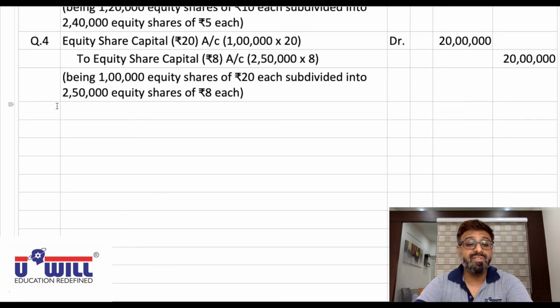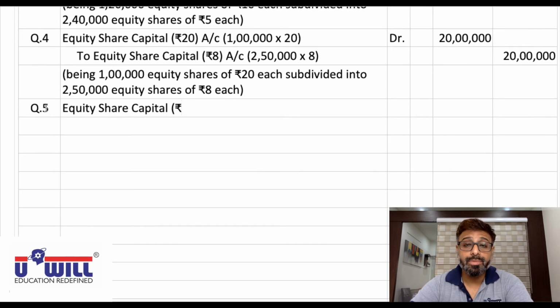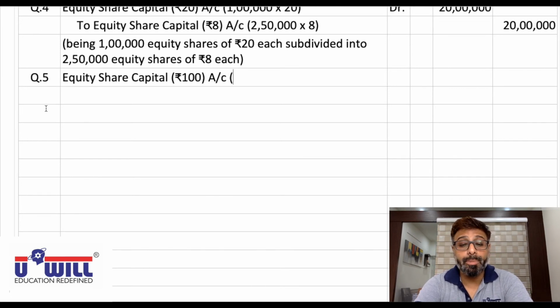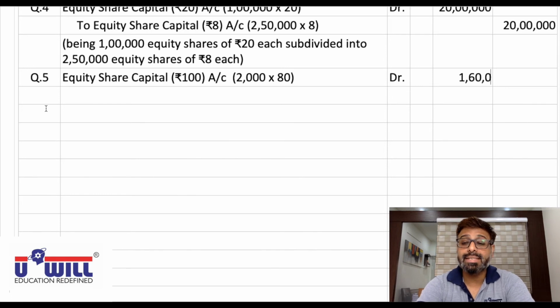So write down question 5's journal entry. Equity share capital with old face value. Okay, old face value 100, not 80. Account debit. And amount you will obtain 2,000 into 80. Paid up value is 80, so amount you will obtain by multiplying with 80. But in bracket you have to write the face value in the name of account, that is 100. So 2,000 into 80, 1,60,000.